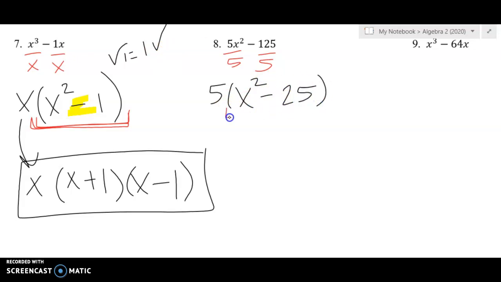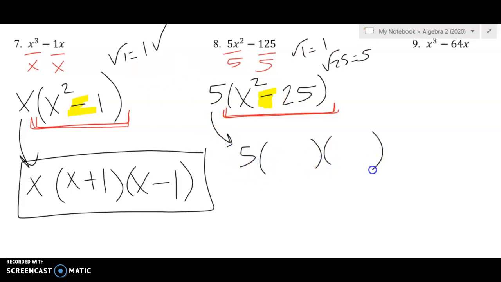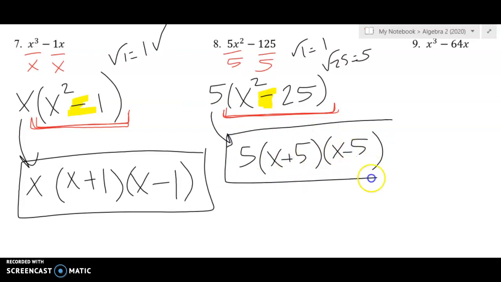And then I'm going to see if I could factor difference of squares, this other part here. 1 is a perfect square, so that's good. And 25 is a perfect square. And it has the minus sign, so this is all looking good. Make my parentheses. Split up x squared into x and x. Put your 5s in there. One of them is positive, one of them is negative.